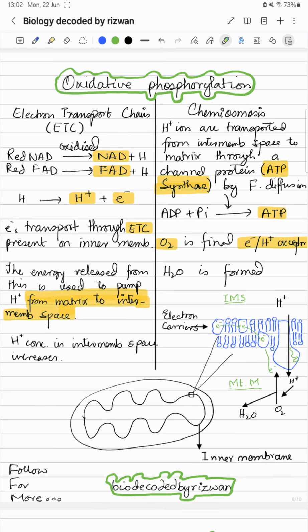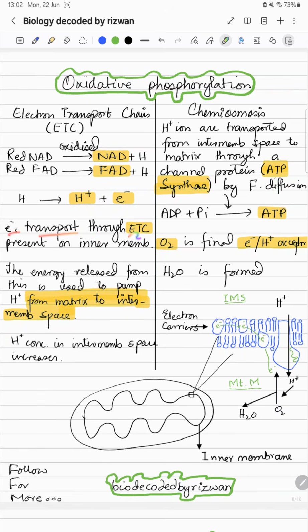So electron transport chain is when our reduced NAD and reduced FADs, which are being produced in the process of glycolysis and Krebs cycle, are oxidized into NAD and FAD along with hydrogen. Now this same hydrogen is split into proton and electron. Now what is going to happen to the proton and electron is very important to understand electron transport chain.